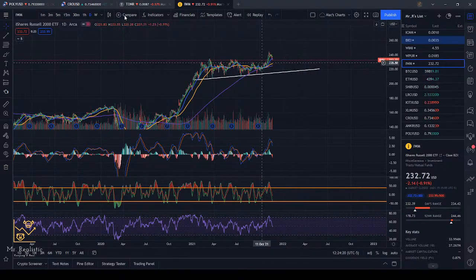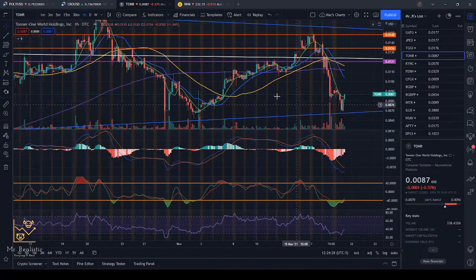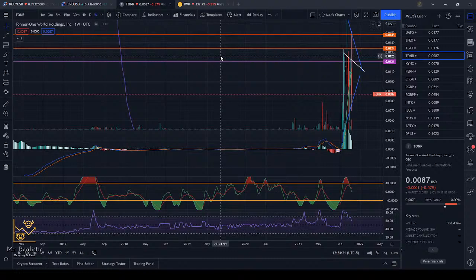So we're just waiting for this pop up right here. So that's the Russell ETF. Okay. Let's close. Actually, I'm not going to close that because I need that tab for another one. So let's take a look at toner. Based on what we know, we're going to go to the weekly first.